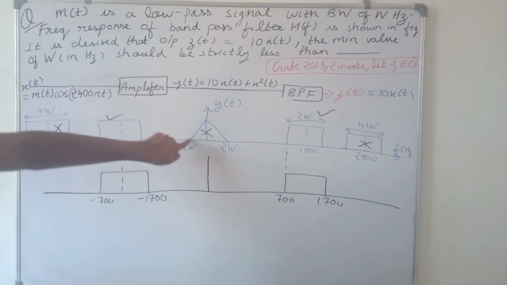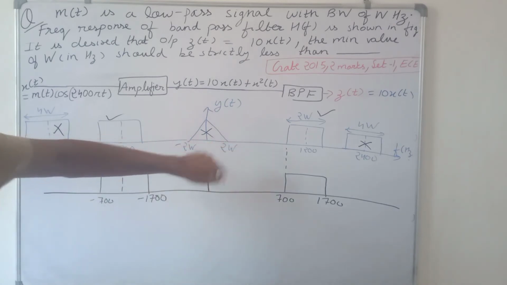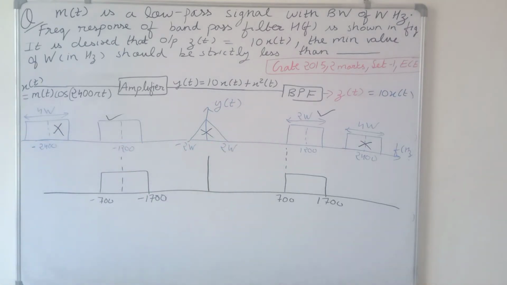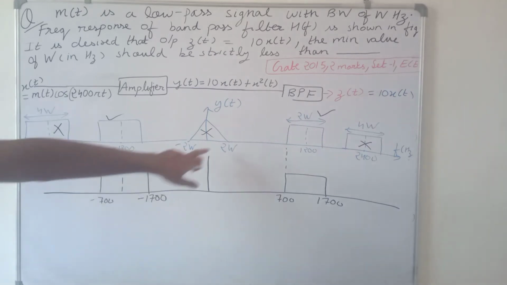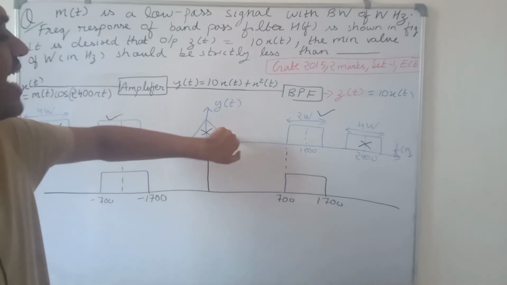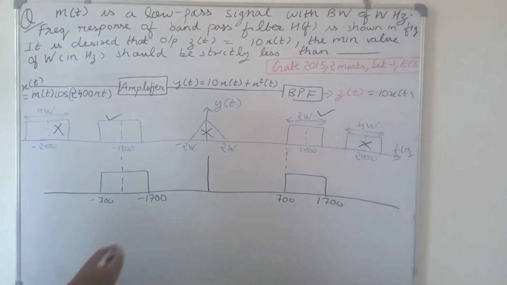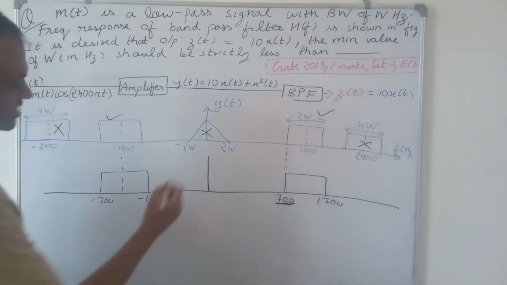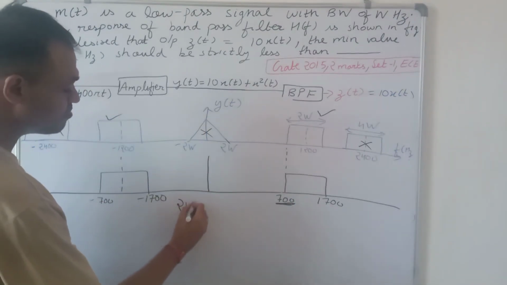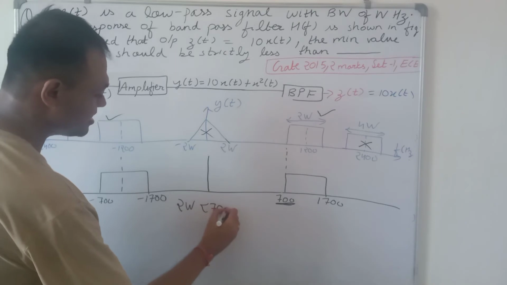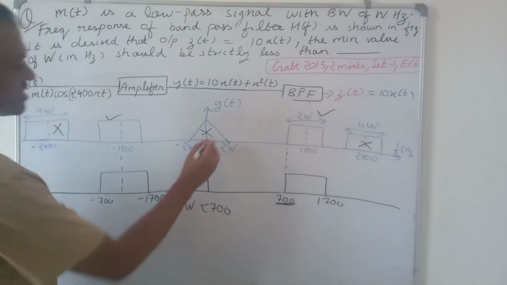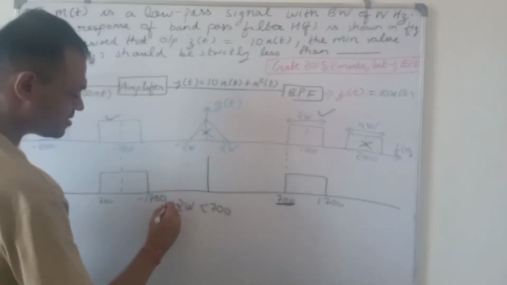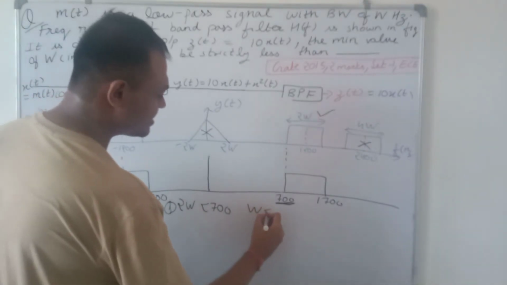So this 2W must be less than 700. Then only these frequencies will lie outside this pass band. This 2W must be less than 700 to lie outside this pass band. So 2W must be less than 700. So this is the first condition for this triangular signal to be rejected. So W must be less than 350.